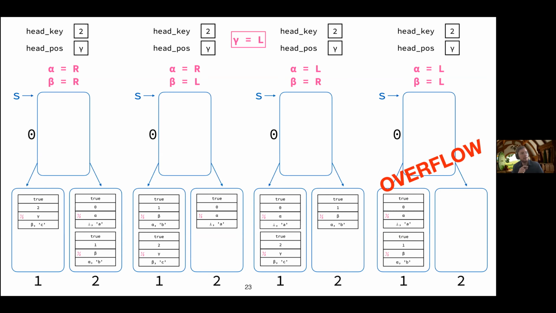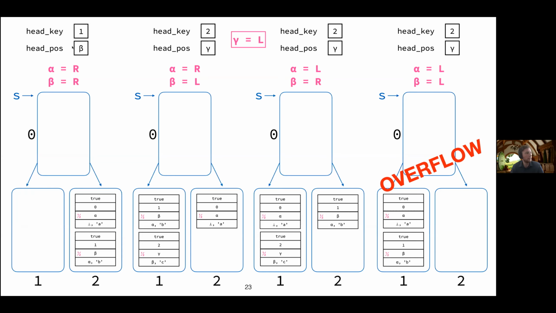So here I've duplicated the head key and the head position for each of these configurations because they're going to differ depending on what happens. So now I'm just going to perform a pop on the oblivious stack. Again, from left to right, starting with this block right here, we're going to see that disappear. And the head key and the head position are going to be updated to 1 and to beta, respectively.